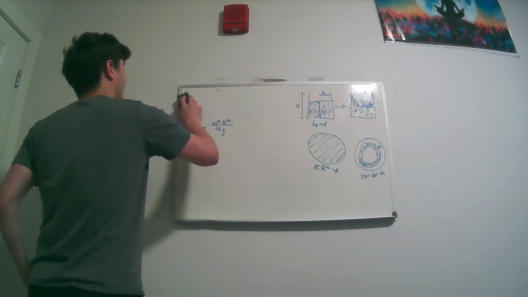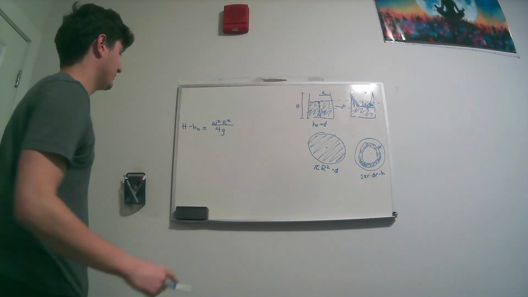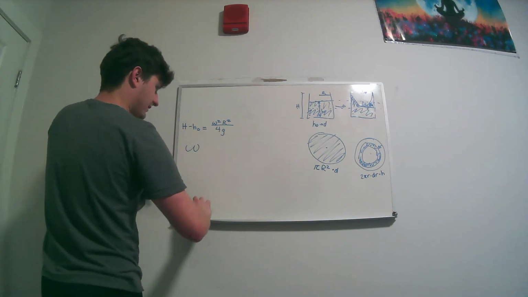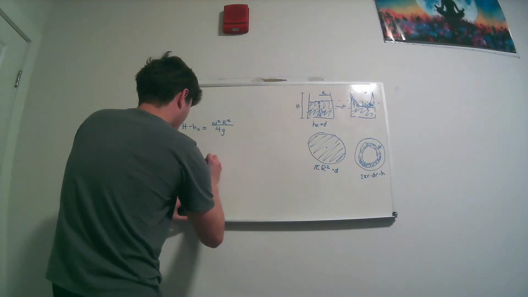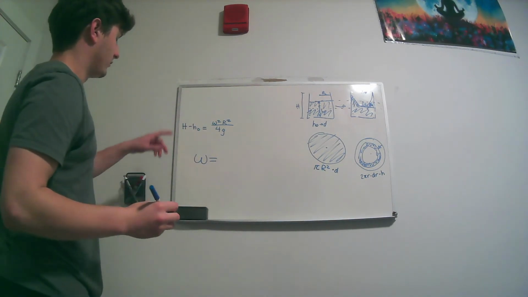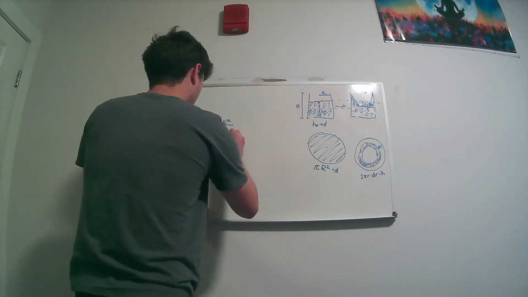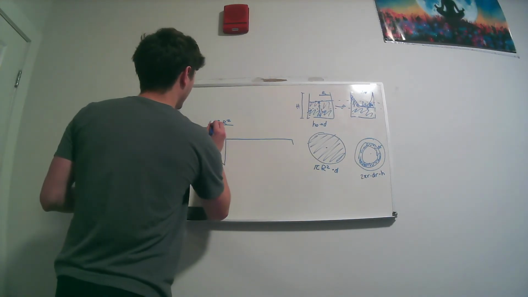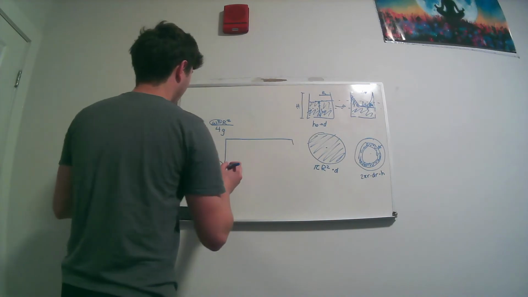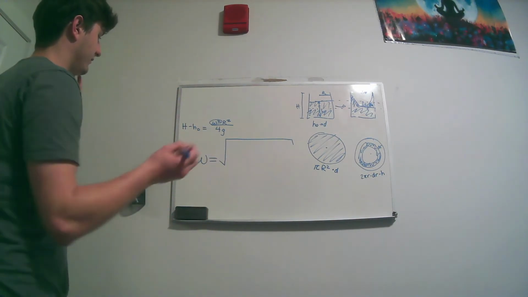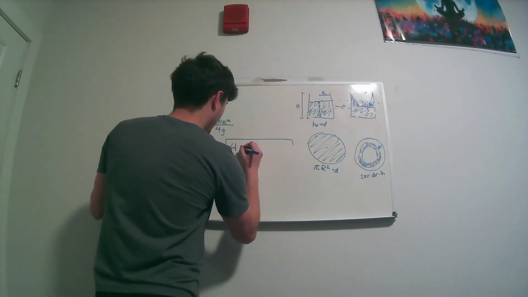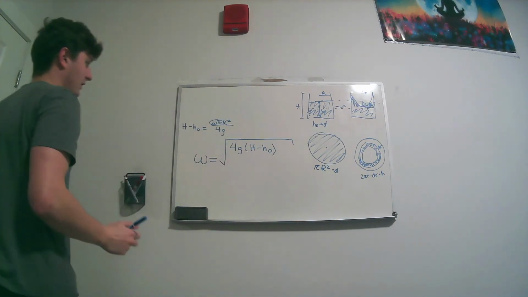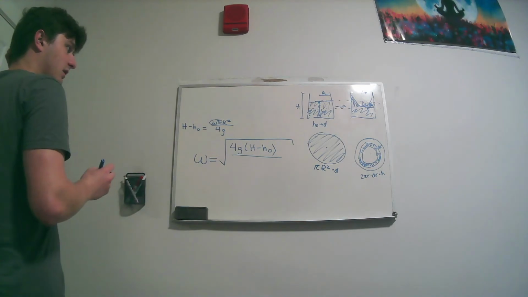Then what was our question again? It was the angular velocity. What is the maximum angular velocity? So what we're going to want to do is isolate for this. So we are going to get our angular velocity, and we're going to have a square root in here. Now, what we need to do is multiply by 4g up top. So we're going to have 4g, the total height minus our initial height of our fluid before spinning, and then that over r squared.